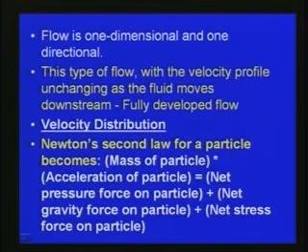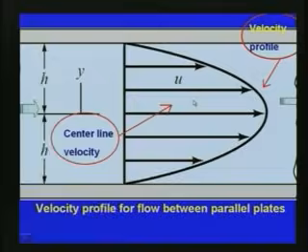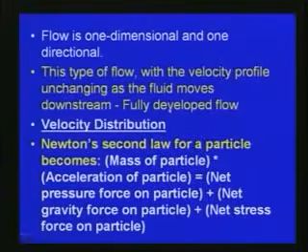So finally, with respect to the simplifications, we can see that the flow is one-dimensional and unidirectional. This type of flow, with the velocity profile unchanging as the fluid moves downstream, is called fully developed flow. You can see the velocity profile here is unchanging as the fluid moves downstream. So we say it is fully developed flow.